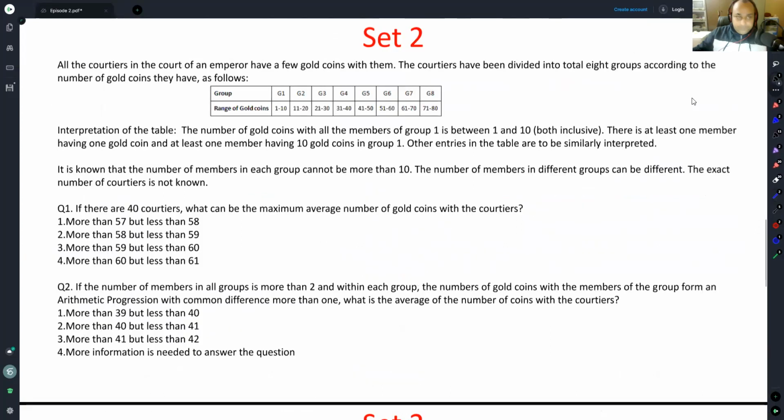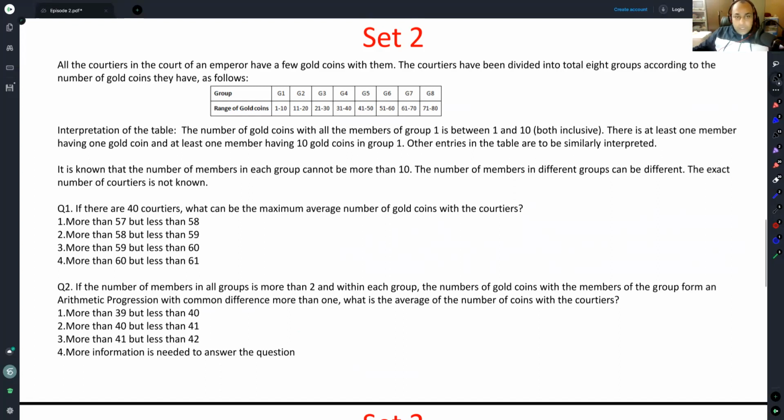Next question now. All courtiers in the court of the emperor have a few gold coins with them. The courtiers have been divided into a total of 8 groups according to the number of gold coins they have, as follows. Okay. They have been divided into different groups.